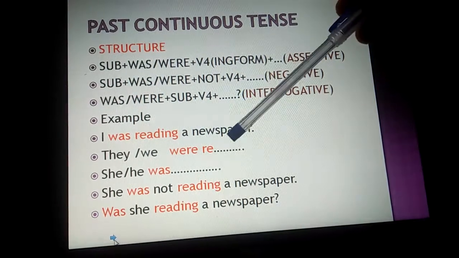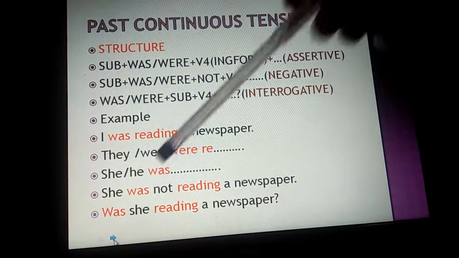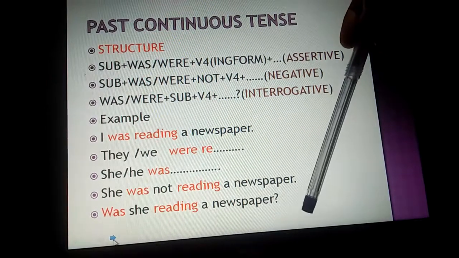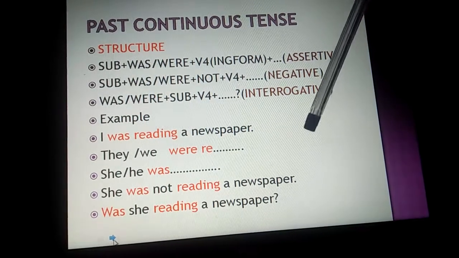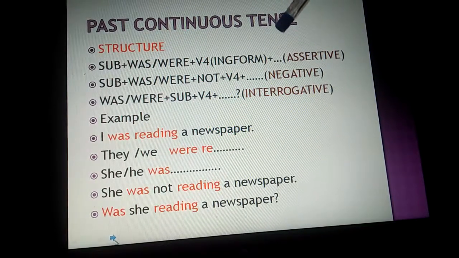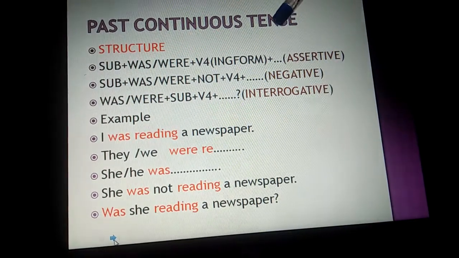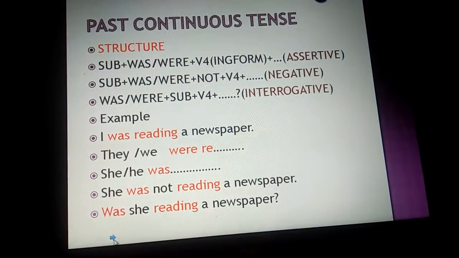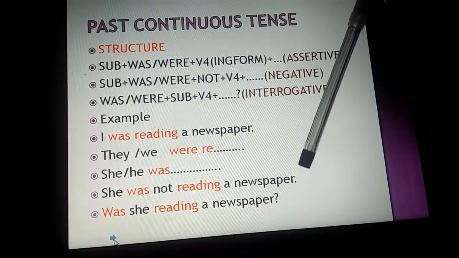I was reading a newspaper, they were reading a newspaper, she or he was reading a newspaper, she was not reading a newspaper. This is negative. Interrogative form, how can you form? Was she reading a newspaper? Now past continuous tense tells us about an action that started in the past and went on for a while, an action that was going on at the point being talked about. And it shows continuing action while narrating a story. This is given in your book. You can read from your book also.